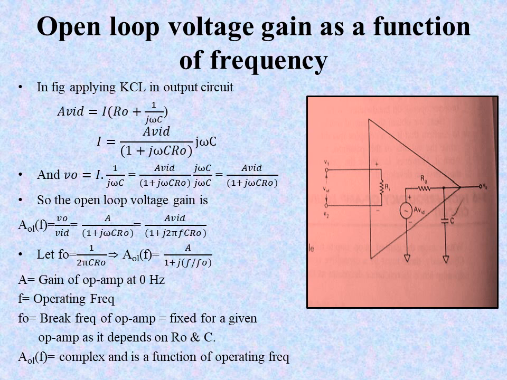So now what we have calculated here is the open loop voltage gain in terms of frequency. Now with the help of this equation obtained, we can calculate what happens to the gain as the frequency changes. Because it is a complex quantity, we can divide it into two parts. One part can be the magnitude and the other part can be the phase angle. We'll discuss both these two parts separately.